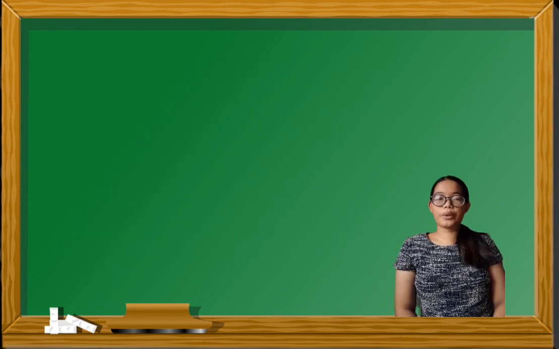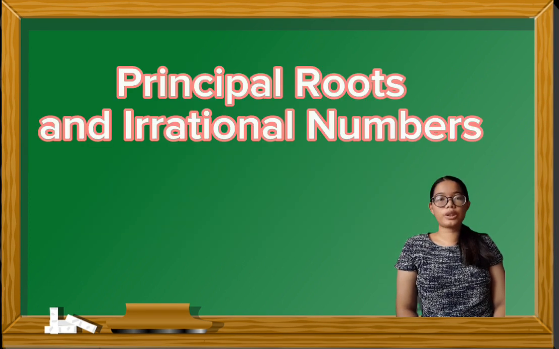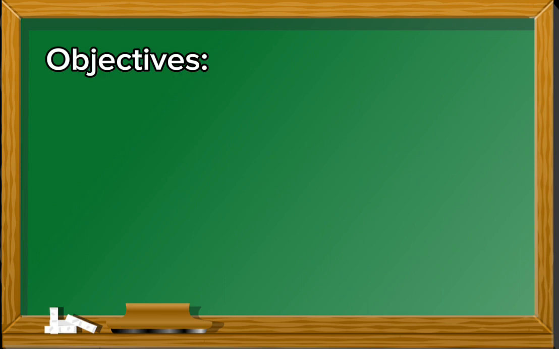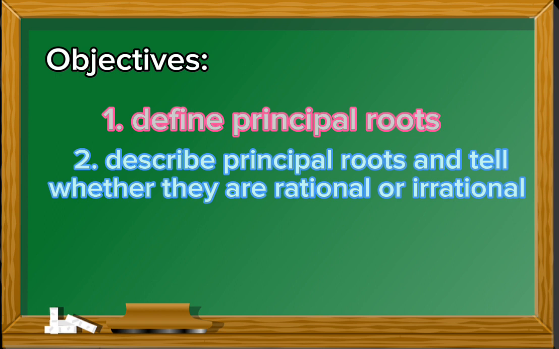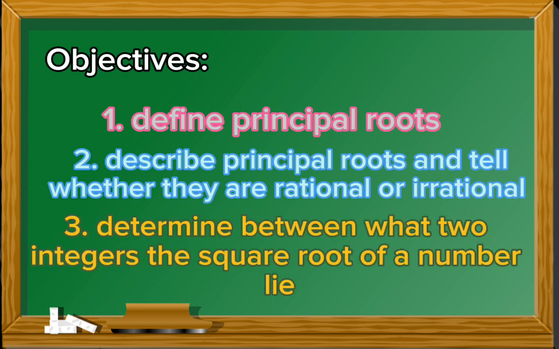And our topic for today is principal roots in irrational numbers. Our objectives in this topic are: first, define principal roots; second, describe principal roots and tell whether they are rational or irrational; third, determine between what two integers the square root of a number lies.